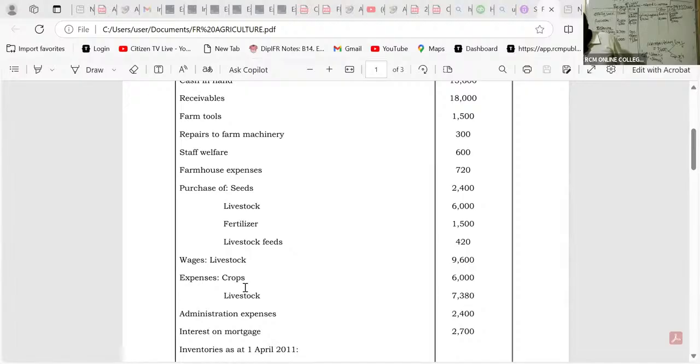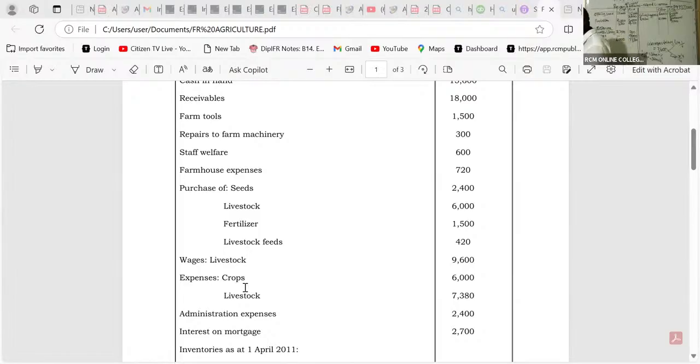What is your comment on these administration expenses? Of course, even the additional information, they haven't told us anything. So these are what we call common expenses, what in management accounting you call overheads. So those cannot come to revenue accounts, because in revenue accounts we normally take expenses that are crop specific or livestock specific. Interest on mortgage cannot be charged to crops.